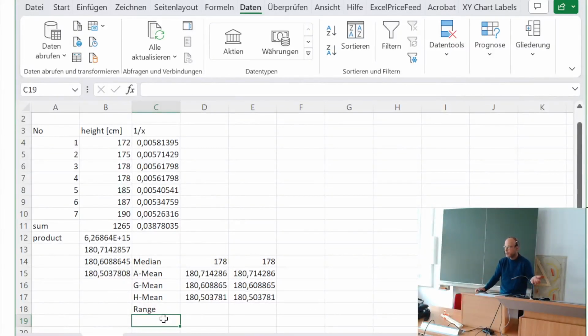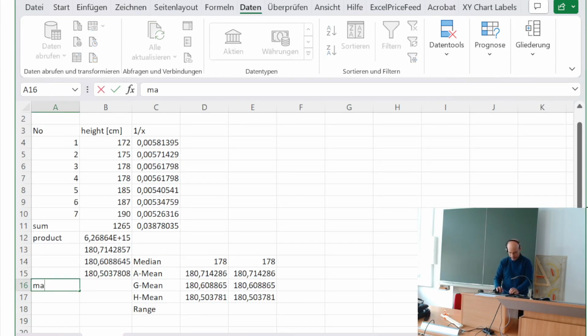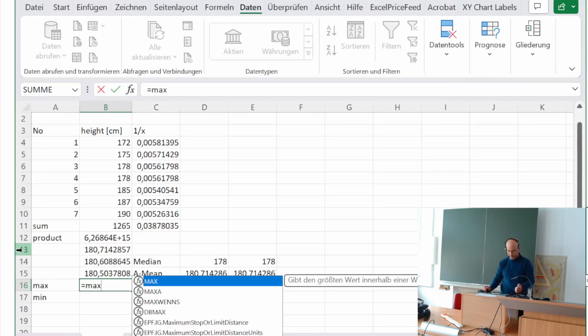Well, the range is just the difference between the largest and the smallest number I have. So let's take here the maximum and the minimum value. And for this, we also have a formula. Now I have 7 data points, and I just have a look and I see 172 and 190. Okay, but think of that you have 253 data points. Then you are looking with your finger. This takes some time, or think of a data set with 1,000 numbers.